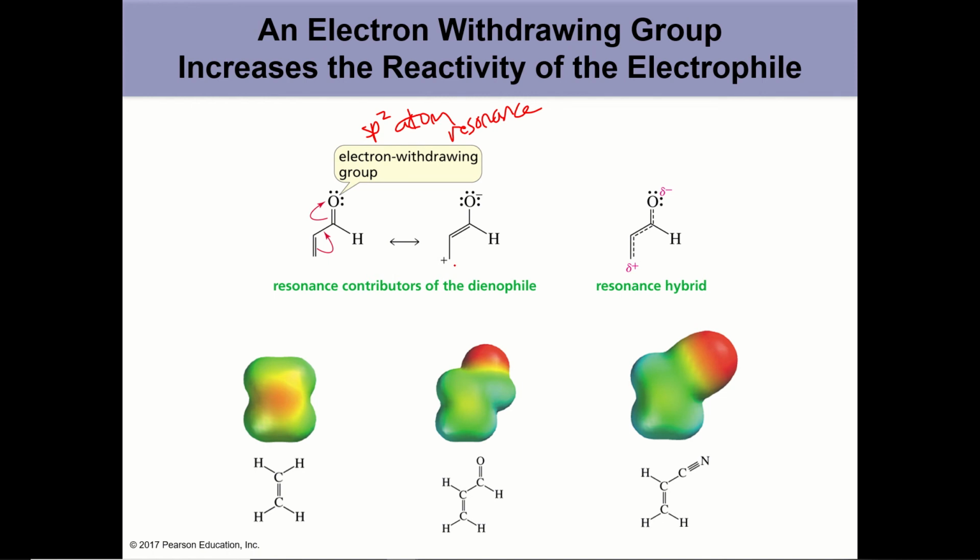So our electron withdrawing groups are going to make our electrophile more attractive, and it's going to make this carbon more positive, so that our dienophile bonds at that carbon before the other carbon. So the dienophile will bond to the carbon that is furthest from an electron withdrawing group or an electronegative atom.